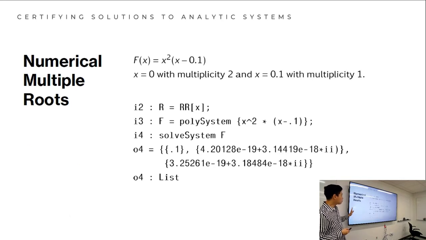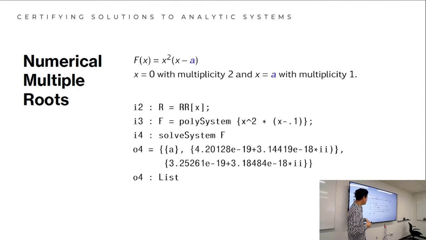So let me deal with a little more complicated, more tricky example. Let's say that we have a linear term x minus 0.1. Of course, we have a multiplicity of 1 here. If you solve this using a numerical solver, then we get this kind of numerical root. And let's say that we switch this to a, and let's suppose that a is really small, like 0.00001, something like that.